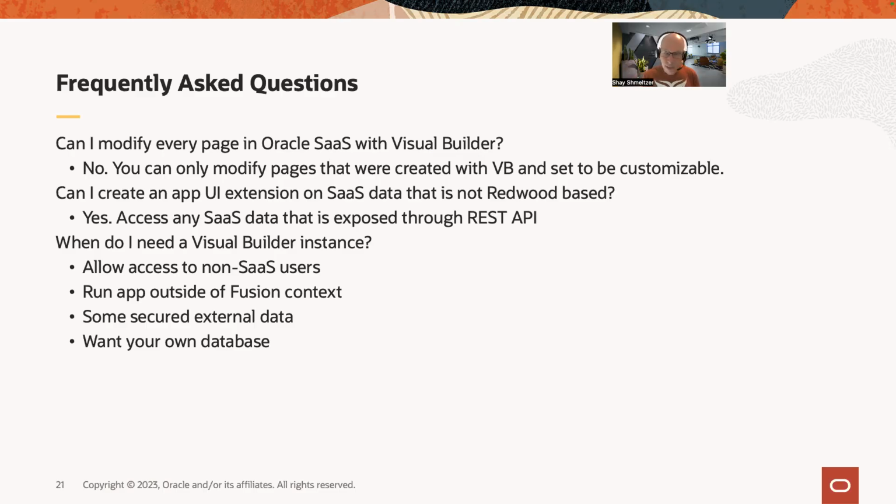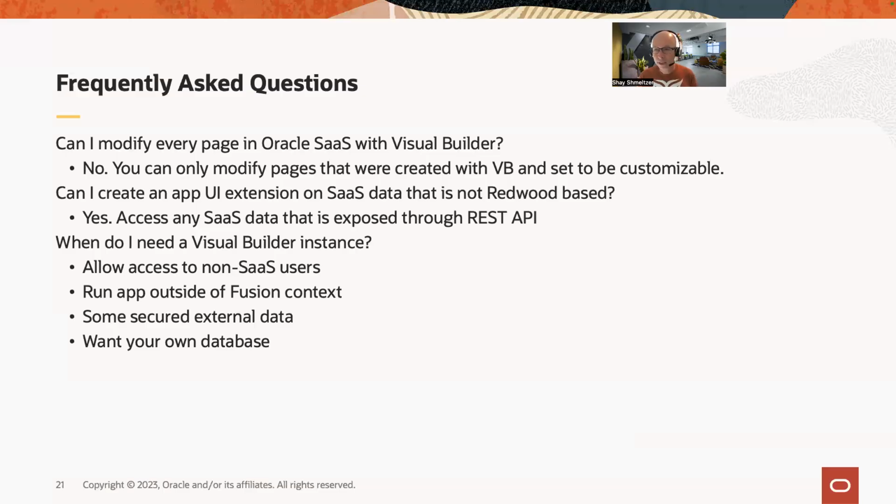The other question is, okay, so hopefully by this time you know that all of this is included for free inside Fusion Apps. If you want to modify existing pages or create new pages in Fusion Apps, when do you need a standalone Visual Builder instance?